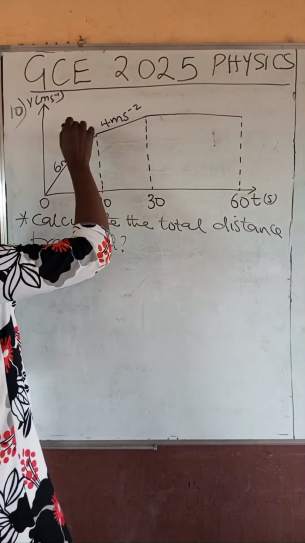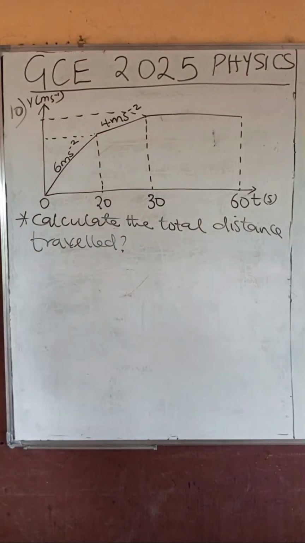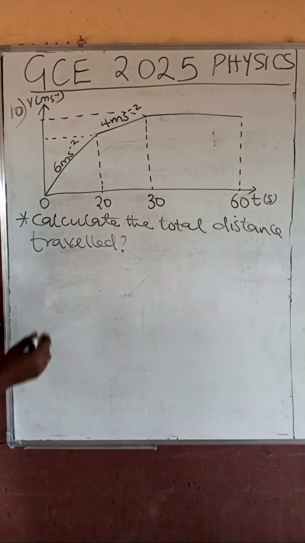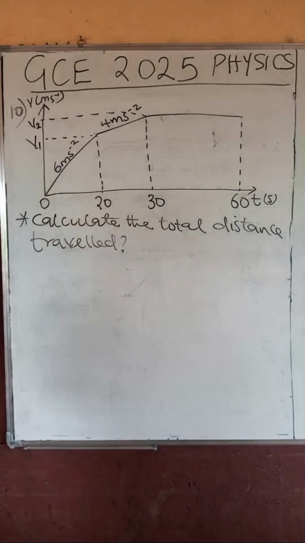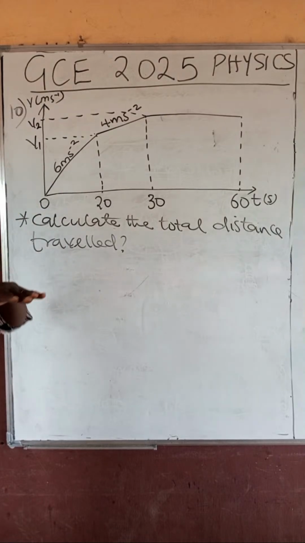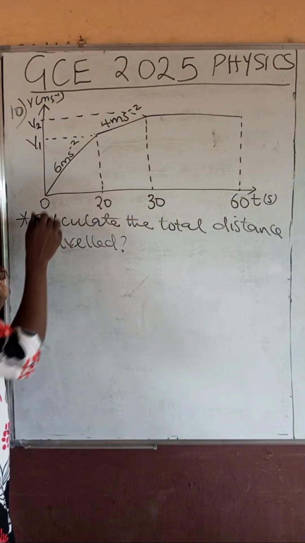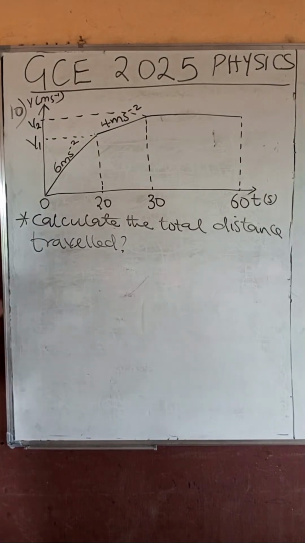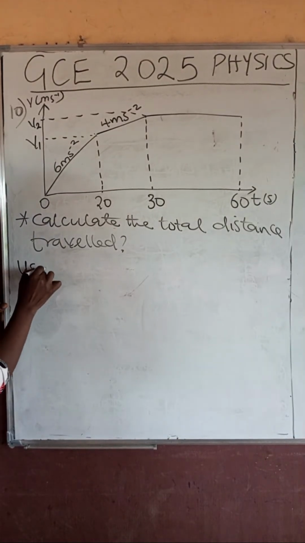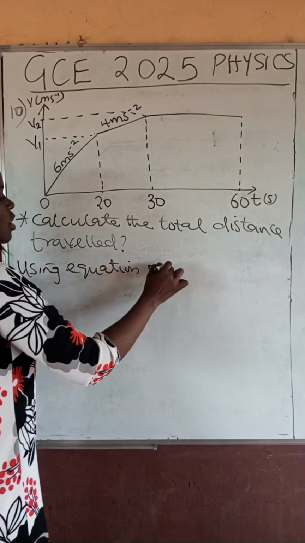Now, we don't even have the initial velocity and the final velocity. So let's say we are looking for V1, and we are looking for V2, right? Now let's go. For us to get V1, we are considering this triangle, from here to here, using the equation of motion.